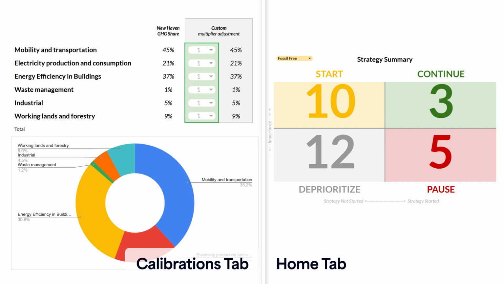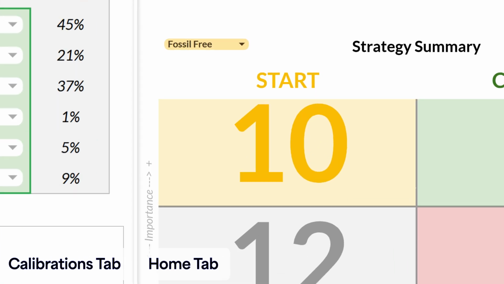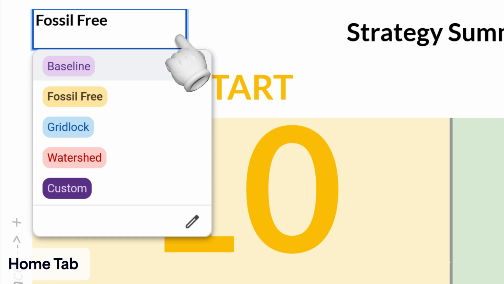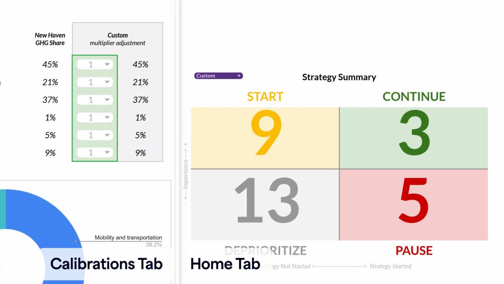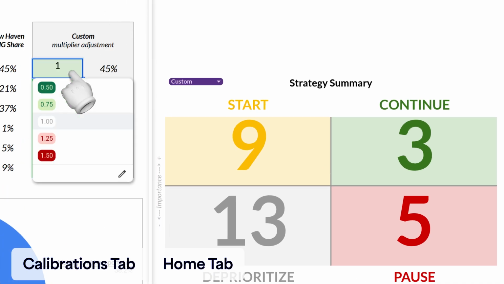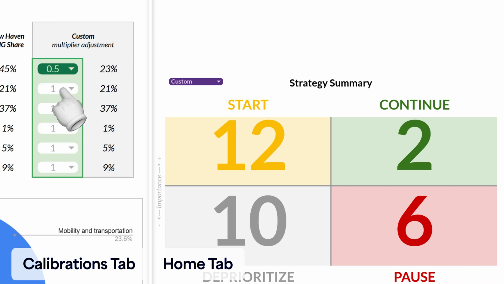We can change these weightings under a custom scenario. To get started, we change our scenario on the Home tab from Fossil-Free Future to Custom. From there, the process of editing the weights is simple. We click any one of these drop-downs, we set a new value, and we see how the ordering of priorities on the Home tab's matrix has changed.